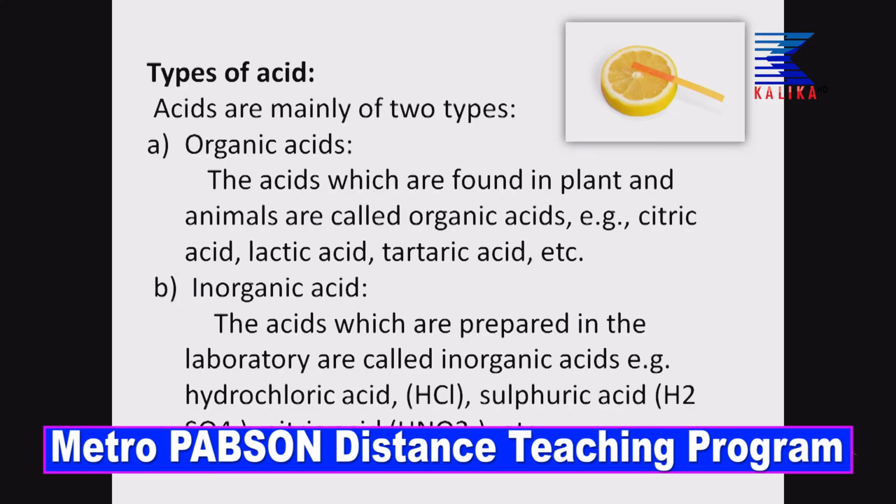Then, mainly there are two types of acid: one is organic acid, another is inorganic acid. What is organic acid? What is inorganic acid? On the basis of sources, acids are mainly of two types, on the basis of the source from which they are obtained. Source means from which they are obtained.